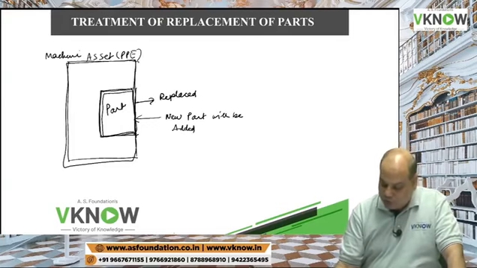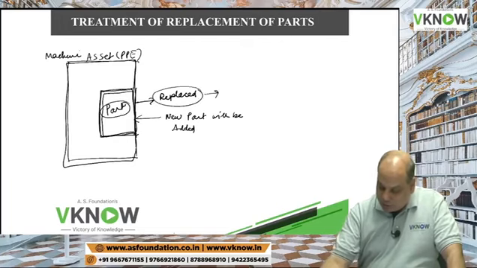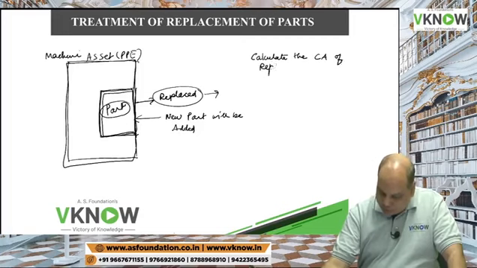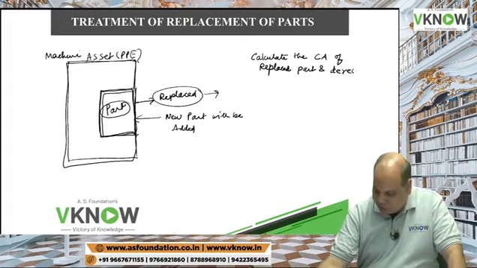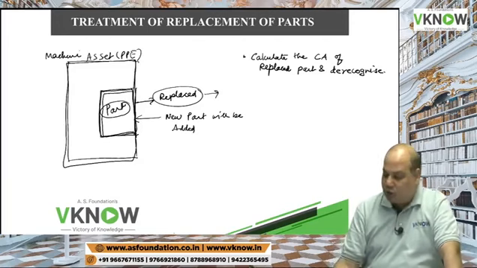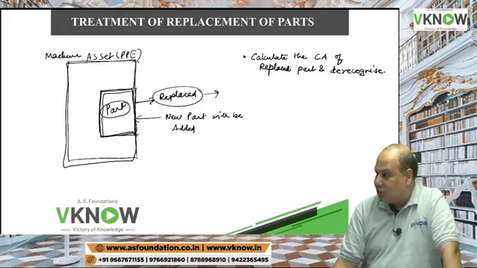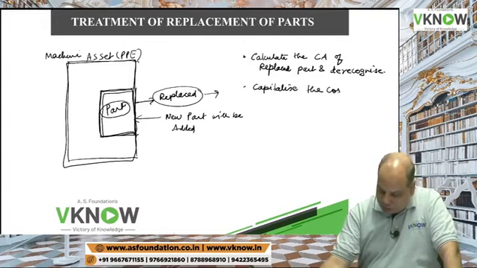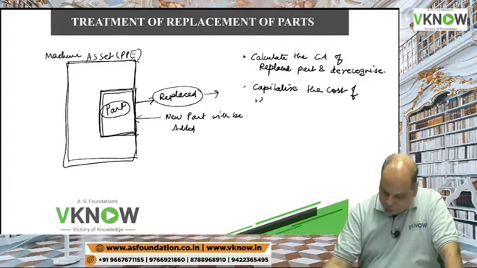So what the standard says: calculate the carrying amount of the replaced part and derecognize it. Remove it from the books. Calculate the carrying amount of the replaced part and derecognize it, and capitalize the cost of the new part.